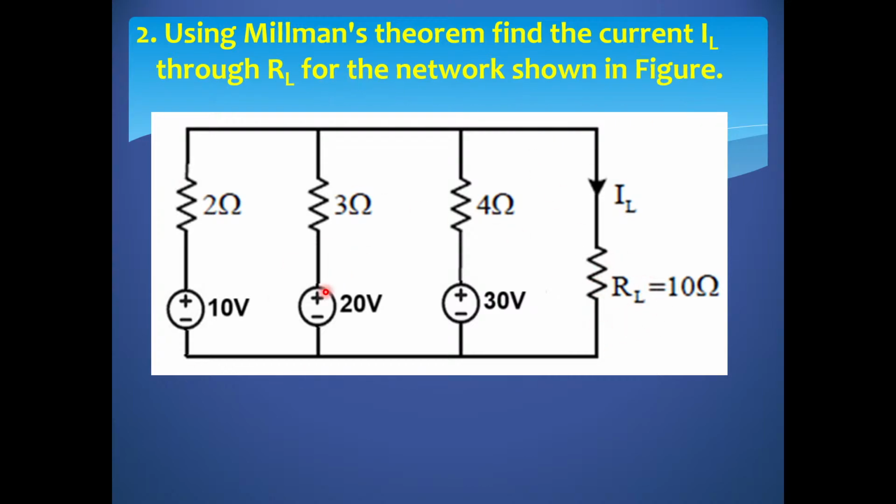This is the given figure. You can see this circuit is easy to solve using Millman's theorem, isn't it? All the voltage sources are there along with their internal resistances, and the load resistance is there. It is clearly mentioned, so just take a minute, write down the question, and draw the circuit quickly.